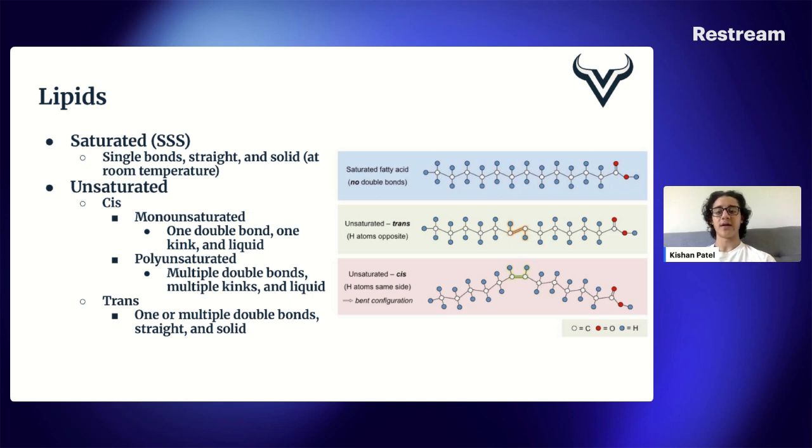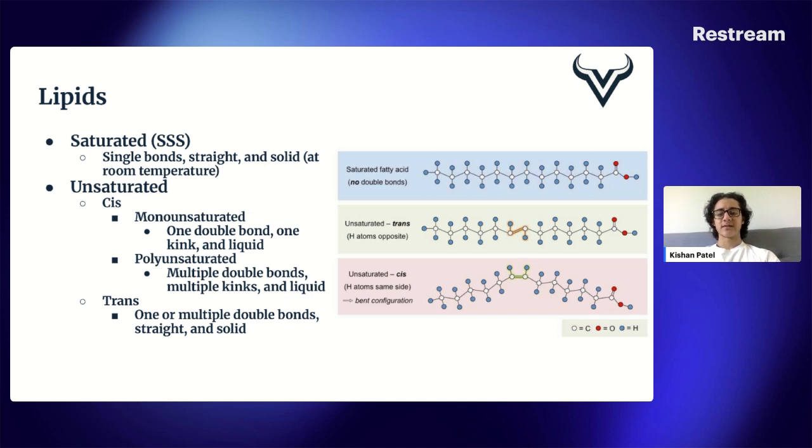For unsaturated, we have two types, so cis and trans. Cis are the ones that you'll find naturally. There's two types of cis, which are monounsaturated and polyunsaturated. All this means is that mono has one double bond and poly has multiple double bonds, and this correlates to one kink and multiple kinks respectively. And they're both liquid at room temperature.